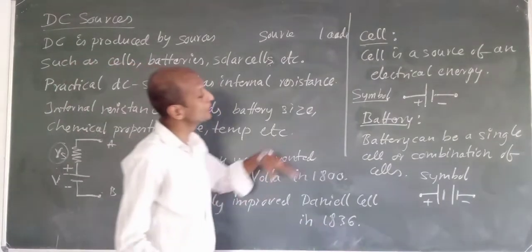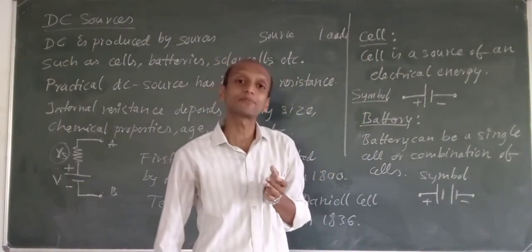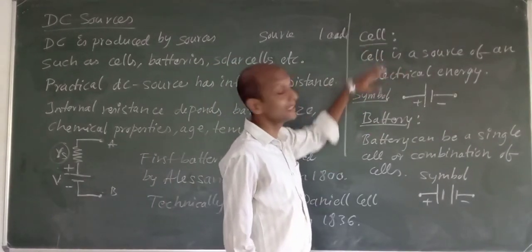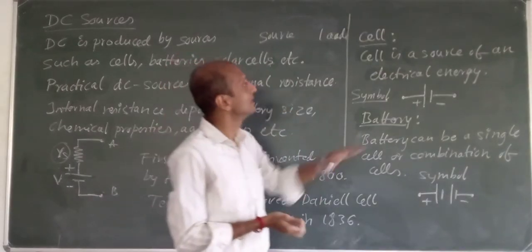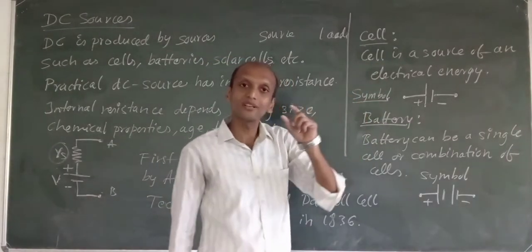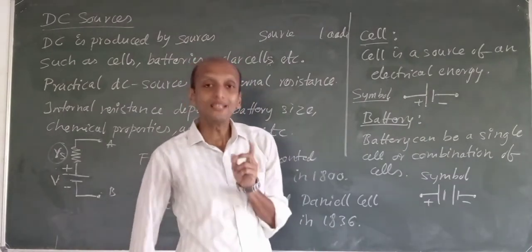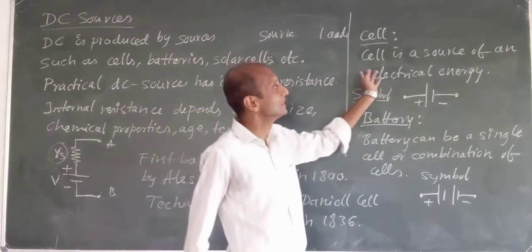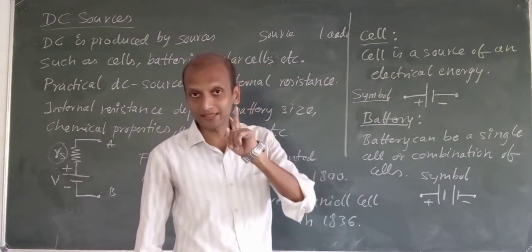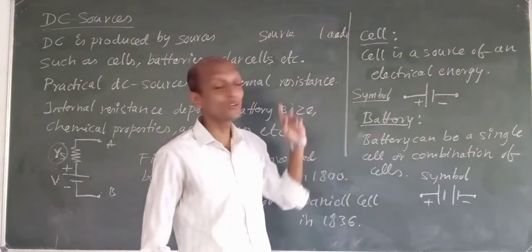Now we will be calling something a cell and something a battery. What is the difference between a cell and a battery? A cell is a source of electrical energy. A single source of electrical energy is called a cell. When I have a single thing which is the source of electrical energy, it is called a cell.